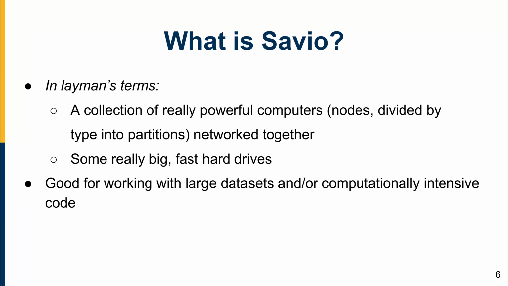And what is Savio? In layman's terms, it's a collection of really powerful computers that we have access to here at Berkeley. It's a collection of nodes that are networked together as well as some really big, fast hard drives. It's good for working with large data sets and or computationally intensive code. And that's the basis of the system that we will be working in here today.